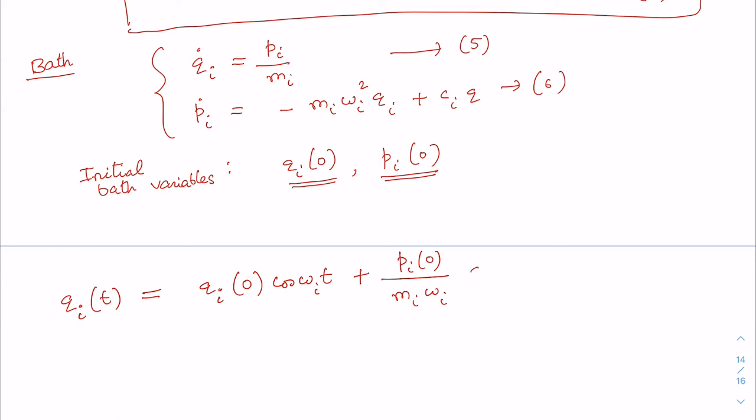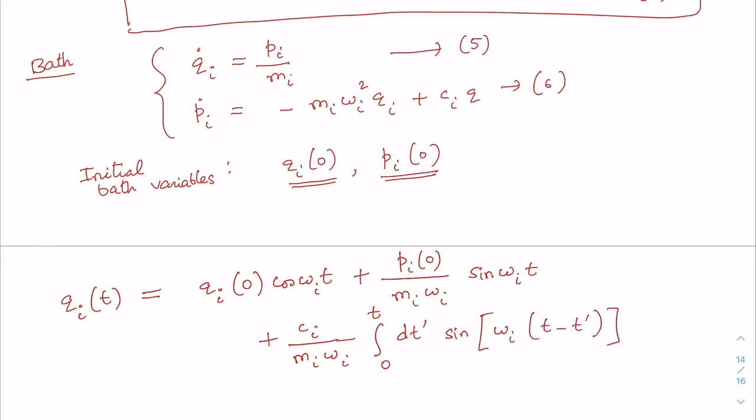You may find it very difficult, but actually it is not difficult. It's straightforward algebra only. My motivation here is to do things in detail so that you can see the whole picture. Okay, let me do it. And you have ci by mi omega i, integration 0 to t, dt dash, sine omega i (t minus t dash), and then you have q of t dash. Let me say this is equation number 7.